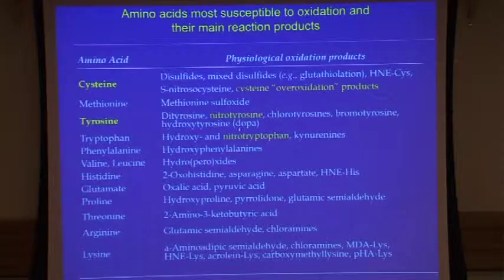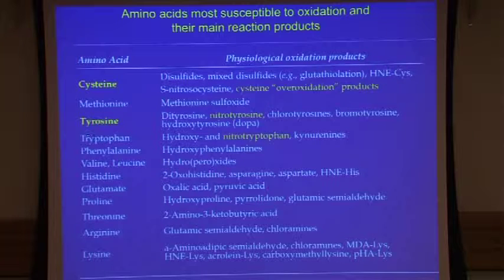So you go from cysteine to cystine, which is the disulfide, and you can go back to cysteine. But of course, you can have over-oxidation products. We will discuss this. Methionine forms methionine sulfoxide, and there is a lot of accumulation of methionine sulfoxide in aged protein. And in fact, there is a methionine sulfoxide reductase that repairs the oxidized protein.